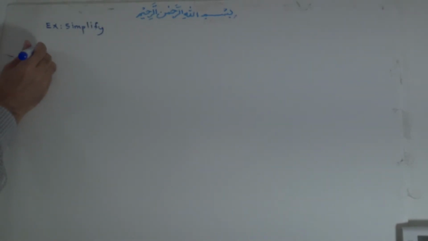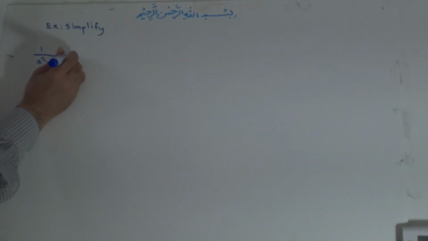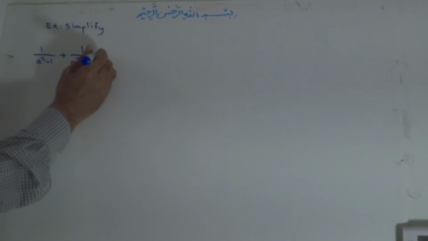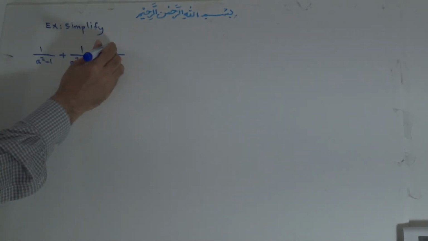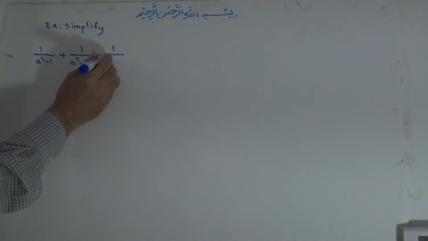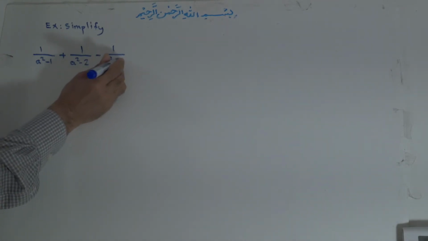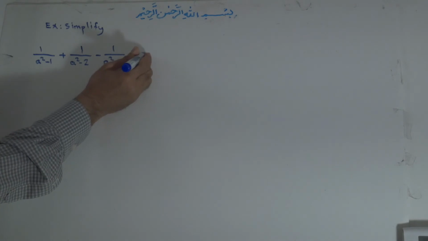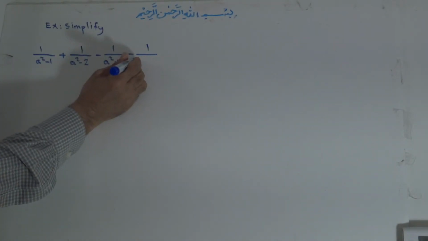Simplify: 1 over a to the power of 2 minus 1, plus 1 over a to the power of 2 minus 2, minus 1 over a to the power of 2 plus 1, minus 1 over a to the power of 2 plus 2.